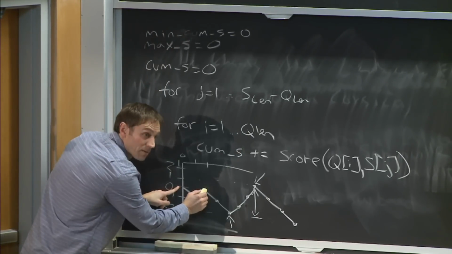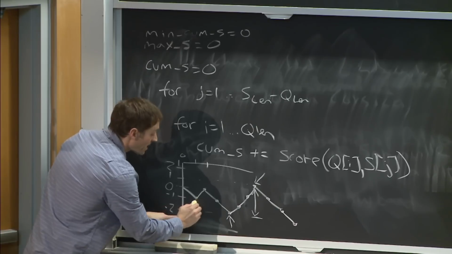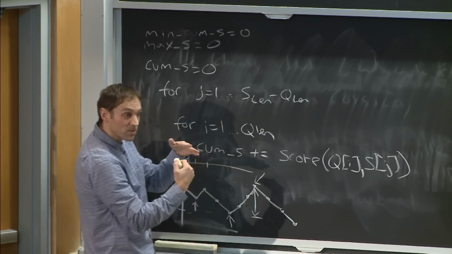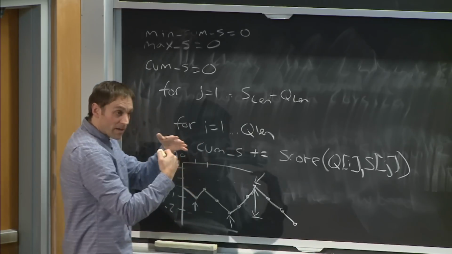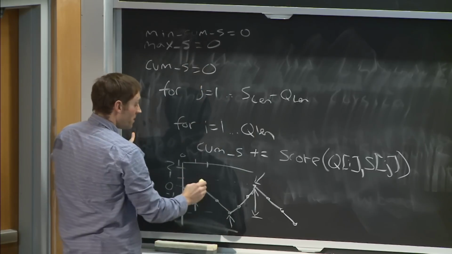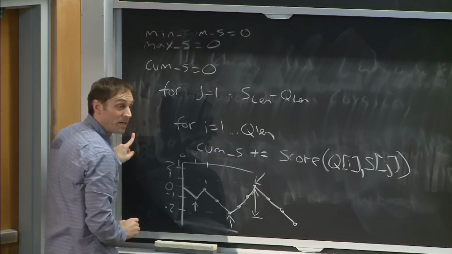When you got to here, your last minimum score would be minus 1, your cumulative score would be 0. You would take the difference of those and you'd be like, oh, I've got a high scoring segment of score 1, so I'm going to update that. So now that variable is now 1 at this point.